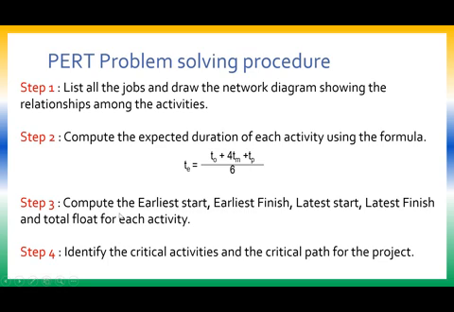After that, compute the early start, early finish, late start, late finish and the total float for each activity. That means perform forward pass computation, perform backward pass computation and identify the critical path. So step 4 is identify the critical activities and the critical path for the project.